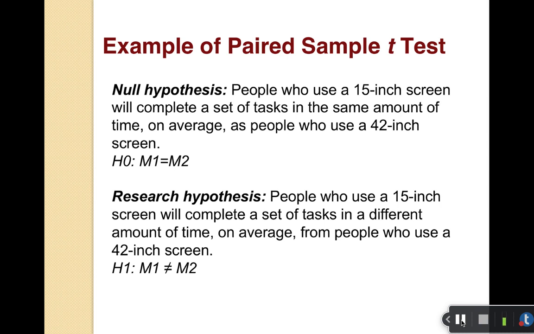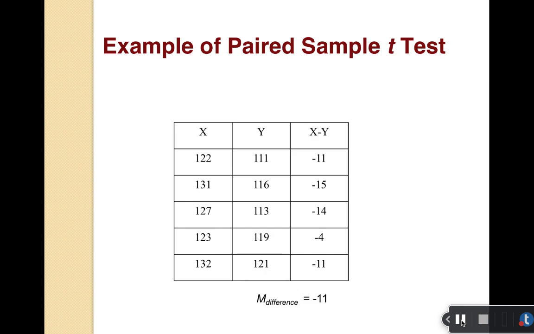The research hypothesis, on the other hand, is just going to say that people using different monitors will complete the tasks in a different amount of time. So the means will not be equal to each other. Again, I don't want to guess if they'll do it faster or slower and put a direction on it. I'm going to keep my options open and use that two-tailed test. All I'm saying is that they'll complete the tasks in a different amount of time.